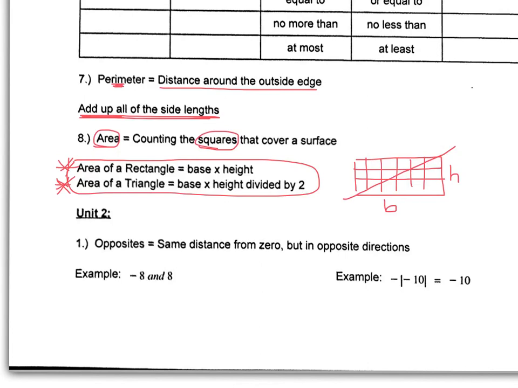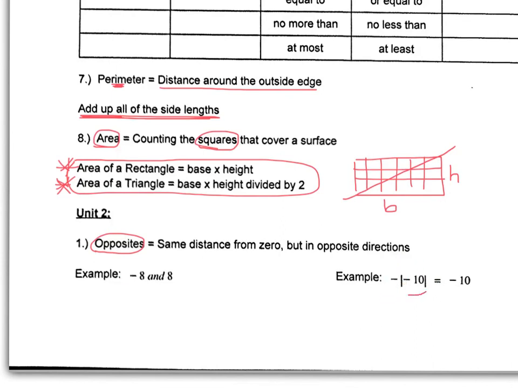All right, then we got into Unit 2. And the first topic in Unit 2 was opposites. Opposites are the same distance from 0, but in opposite directions. For example, negative 8 and 8. One problem that gave us a little trouble at the beginning of the year was something like this. It's asking you for the opposite of the absolute value of negative 10.